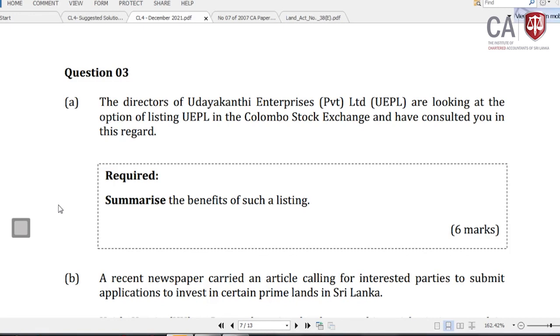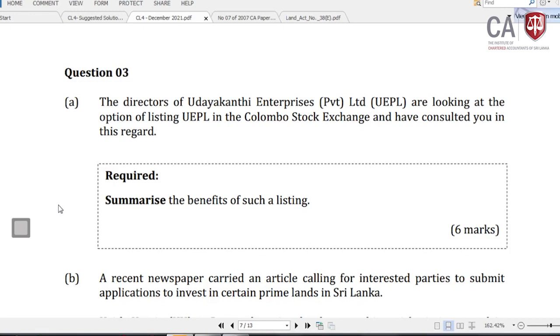But if I have invested in a private limited company, do I have that privilege? No. I don't know the value of my investment. Therefore, there's some kind of uncertainty when you invest in a private limited company. So apart from what I mentioned, you can also state these points. Listing enables a company to know its market value, and this information is useful in the case of mergers and acquisitions to arrive at the purchase consideration, exchange ratios, etc.